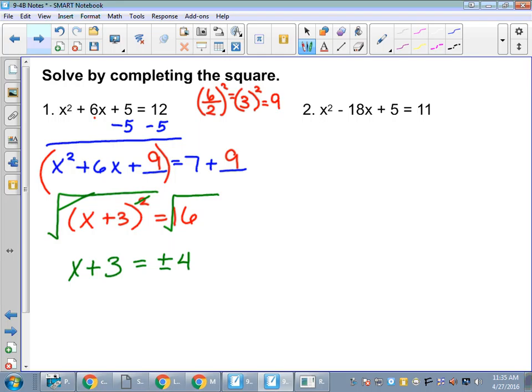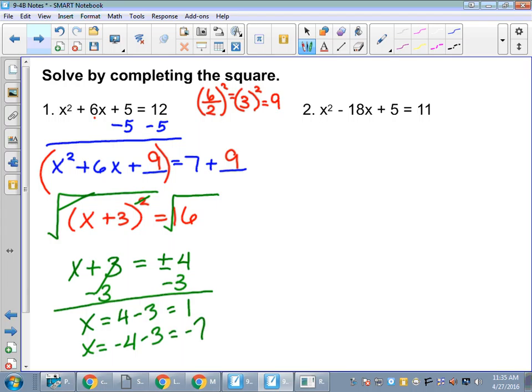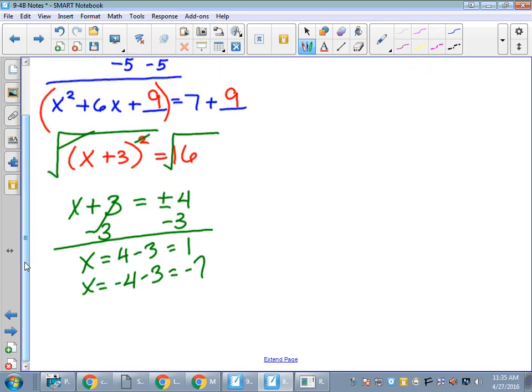So when I solve for x, I'm going to subtract 3 from both sides. When I subtract 3, I have to subtract 3 from a positive 4, and I have to subtract 3 from a negative 4. So 4 becomes a positive 4 and a negative 4. The 3 stays negative 3 because that's what I did to both sides. So 4 minus 3 is 1, and negative 4 minus 3 is negative 7. So my solutions, I have two solutions, 1 and negative 7.